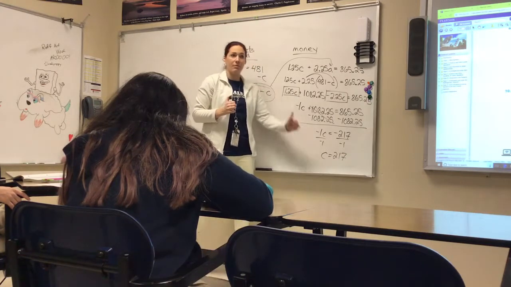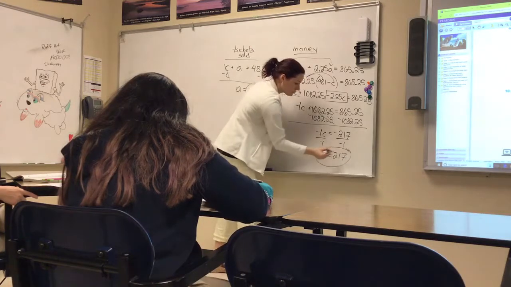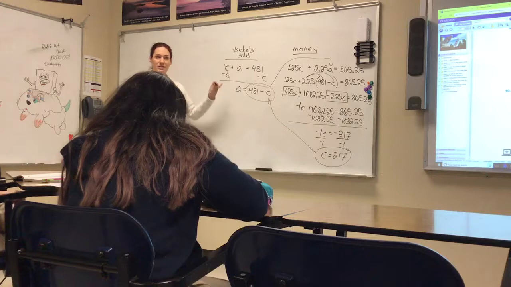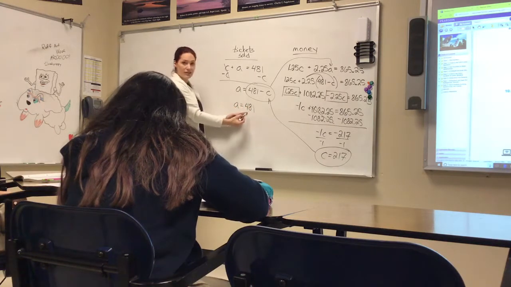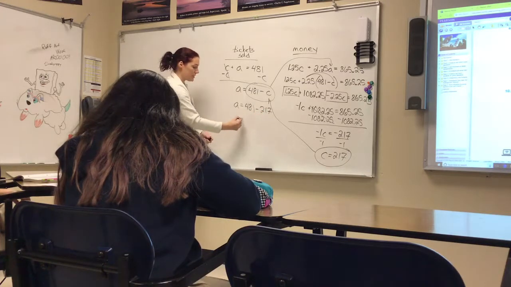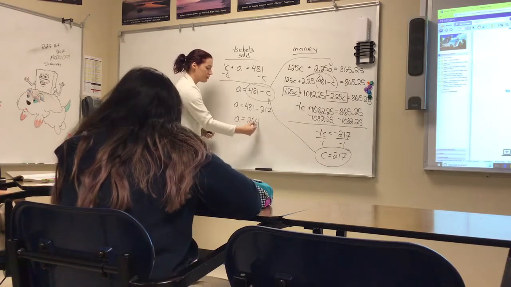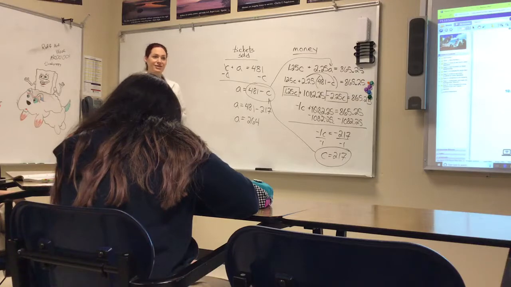Then I have to figure out how many adult tickets. I'm going to substitute this back in here. My adult tickets are the total tickets minus the ones that were sold for children, which means the adult tickets are 264. That's weird, the more adults. Lily, you got it right? Good job.